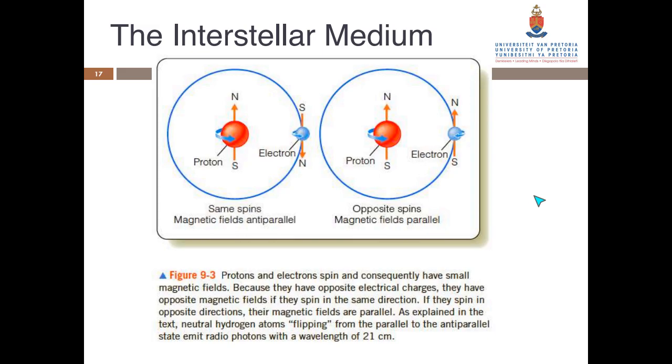So in this diagram, we can see protons and electrons spin and consequently have small magnetic fields. Because they have opposite electrical charges, they have opposite magnetic fields if they spin in the same direction. If they spin in opposite directions, their magnetic fields are parallel. As explained in the text, neutral hydrogen atoms flipping from the parallel to the anti-parallel state emit radio photons with a wavelength of 21 centimeters.